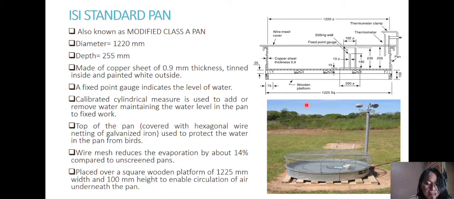So the pan is placed over a square wooden platform of 1,225 millimeter width and 100 millimeter height to enable circulation of air underneath the pan.